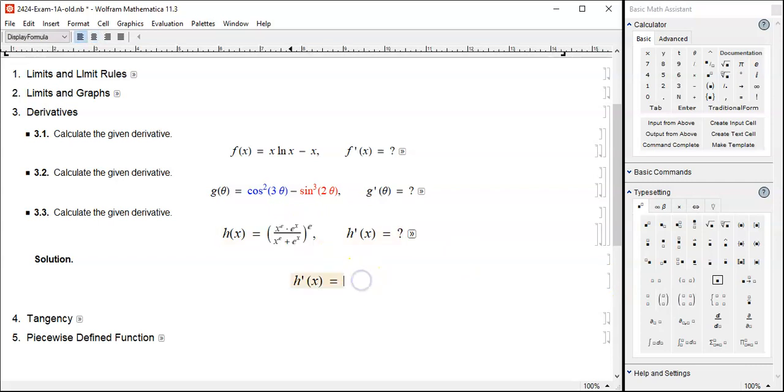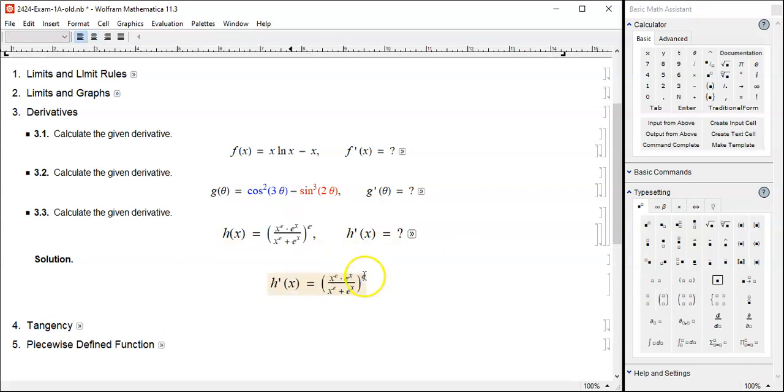So from here, let's take the derivative of the outside. So e, the power, comes out as coefficient, and subtract 1 from the power, and inside never changes. That's step 1. That's the derivative of the outer function. And then you have to multiply the derivative of the inside. That's step 1.